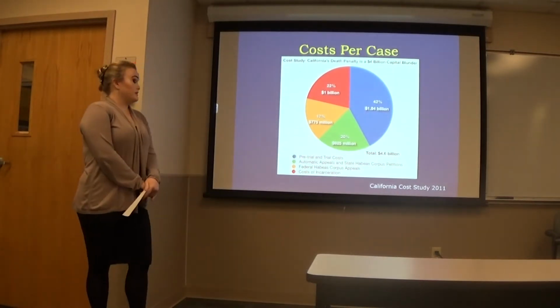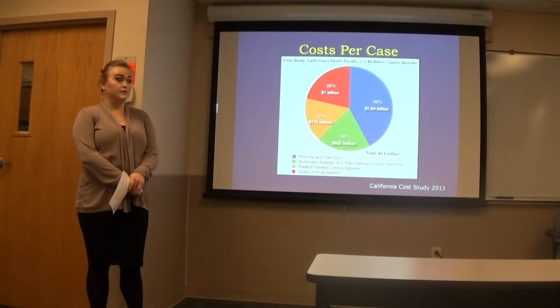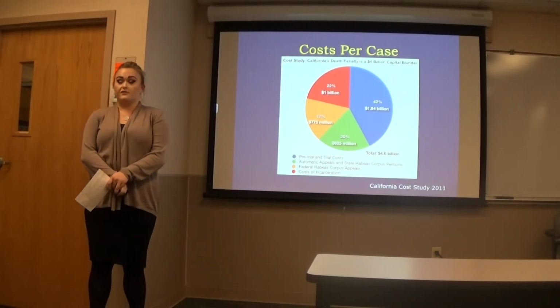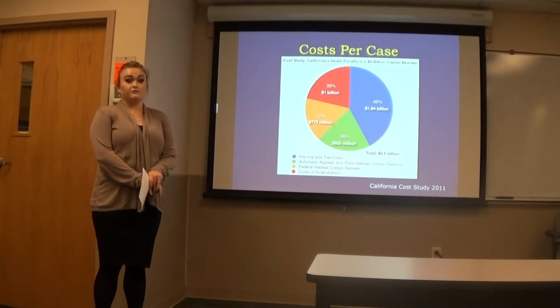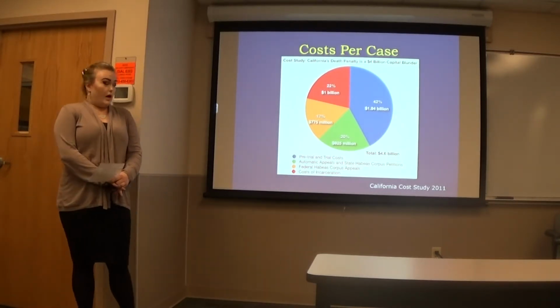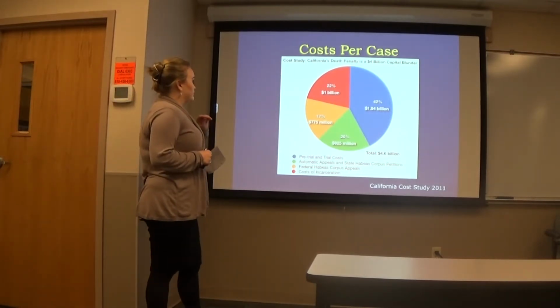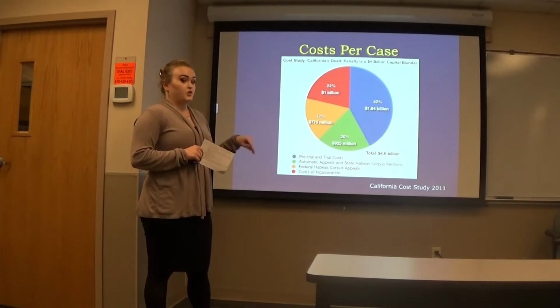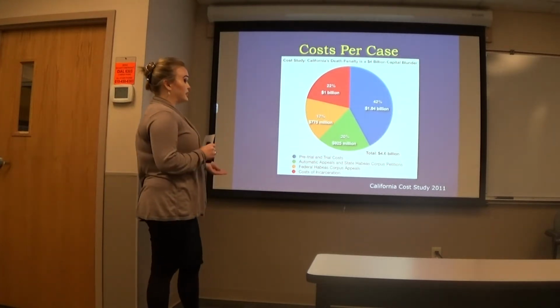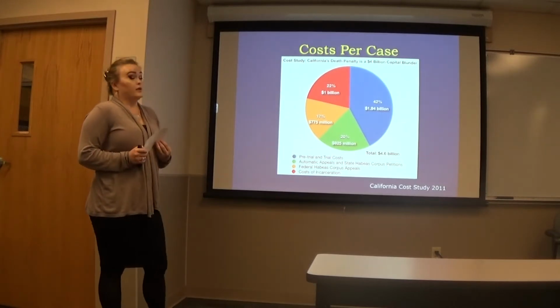One of the statistics that's very alarming in the death penalty is how much it costs. A lot of people perceive it as being more cost effective to sentence someone to death rather than life imprisonment. As you can see here, for all of the expenses as far as trial and how much it is to actually keep someone on death row and sentence them, it accounts to $4.6 billion.